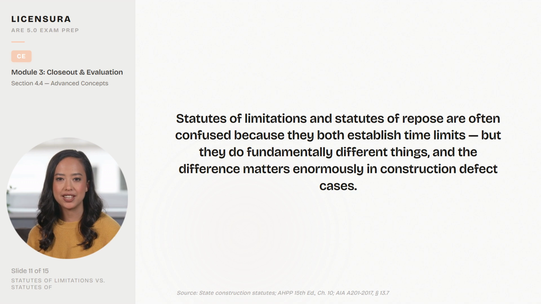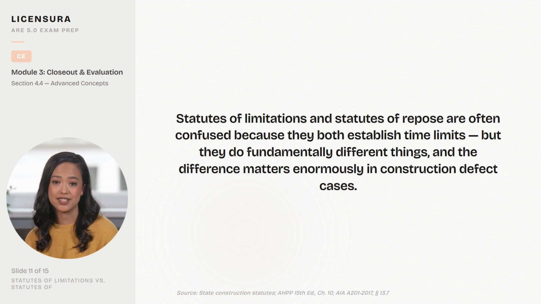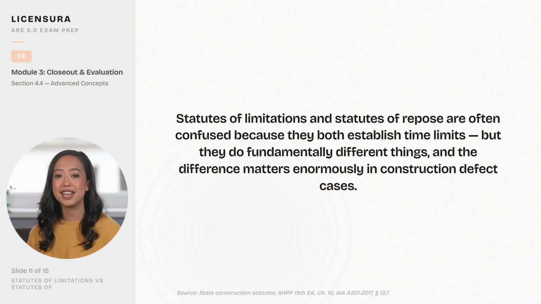The complication is the discovery rule that governs statutes of limitations in most states. The limitations clock does not start running until the plaintiff knew or should have known about the defect. A hidden design flaw could be discovered 12 years after construction, and the limitations clock starts then. In theory, that could create indefinite liability, which is exactly why states enacted statutes of repose to provide absolute cutoffs.